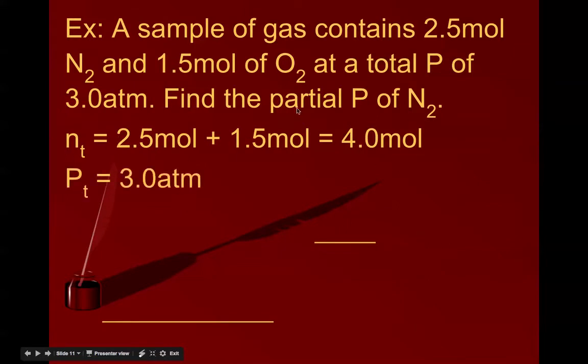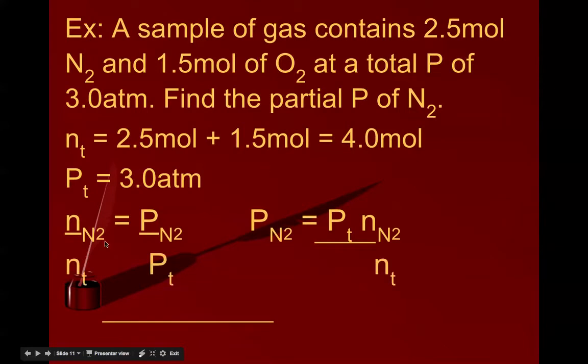Our total pressure is given, 3 atmospheres. And so now we just want to find the partial pressure. But instead of putting n1 and P1, I'm just going to put the substance it's asking about, nitrogen. So the number of moles of nitrogen instead of n1, the partial pressure of nitrogen instead of P1.